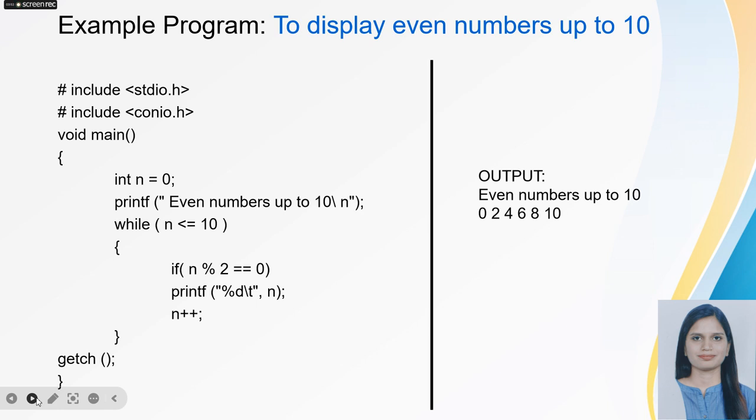Example program to display even numbers up to 10. Same as before, #include <stdio.h> and #include <conio.h> header files, void main function, int data type, and i initialization with 0 value. printf "even number up to 10", while condition. If the condition is true then printf "%d", and i += 2 increment, which displays output even numbers up to 10: 0, 2, 4, 6, 8, 10.